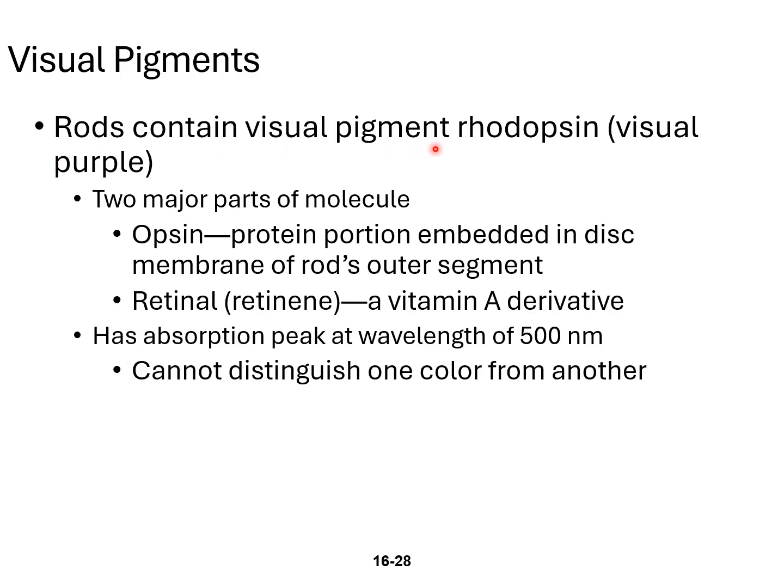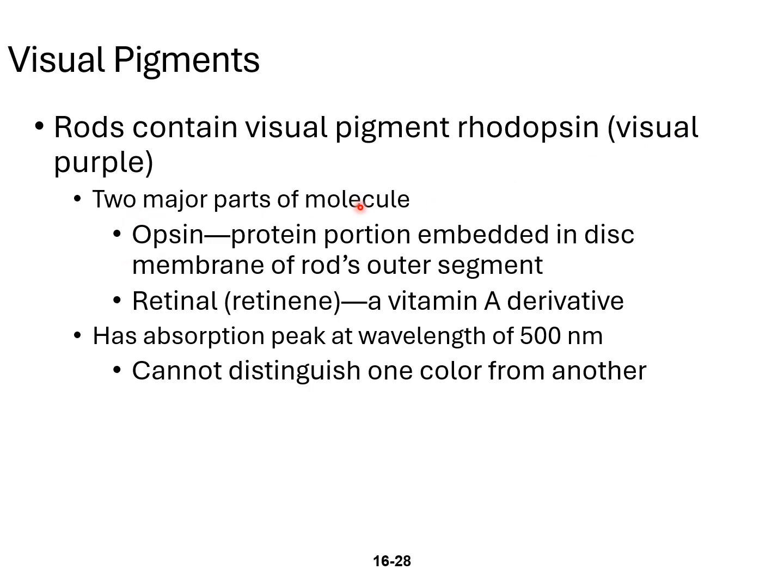Rods contain the visual pigment rhodopsin. If you hear rhodopsin, it's going to be part of the rod, and it's going to be visual purple. That's why in low light you see that bluish, low-light type of thing.